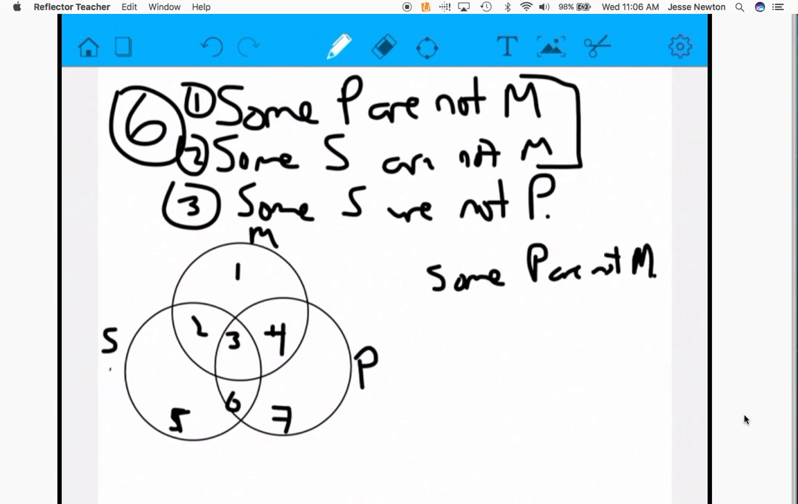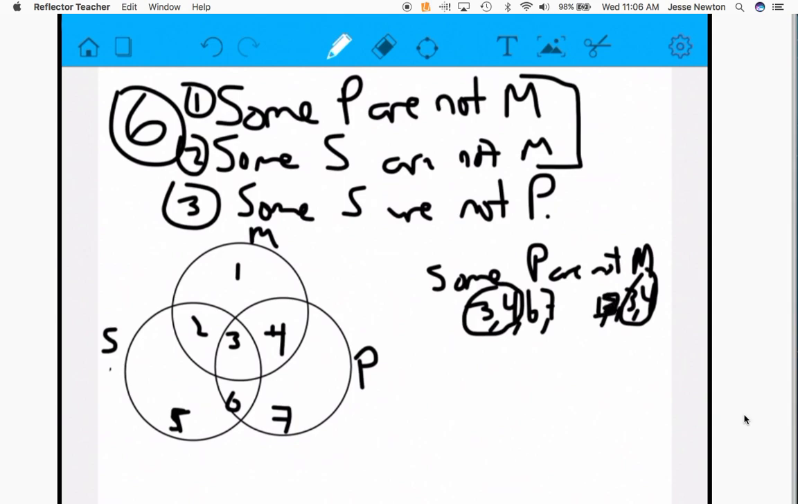And we need to come down here and look at the regions. P is 3, 4, 6, and 7. So we'll just write 3, 4, 6, and 7 right here. And M is 1, 2, 3, and 4. And what we do, as always, is we find the regions of overlap, which in this case is going to be 3 and 4 here, and 3 and 4 here. And we scribble that out.